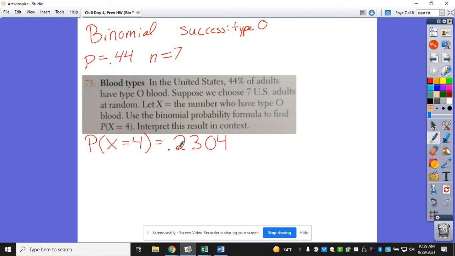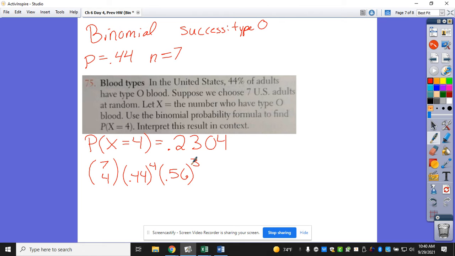It does not ask you to do this, but if I wanted the equation, just for practice, what would be here? 7 choose 4, times 0.25 to the 4th, and then 1 minus 0.25, to the 3rd. It didn't ask you to do that, but just making sure we're on the same page.